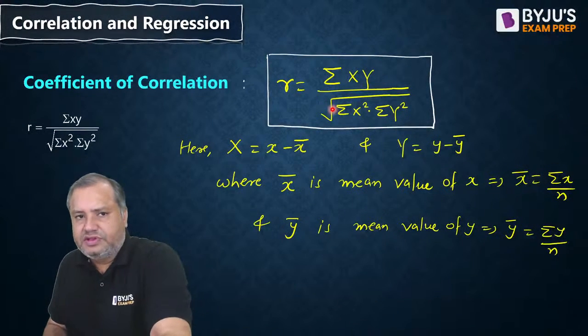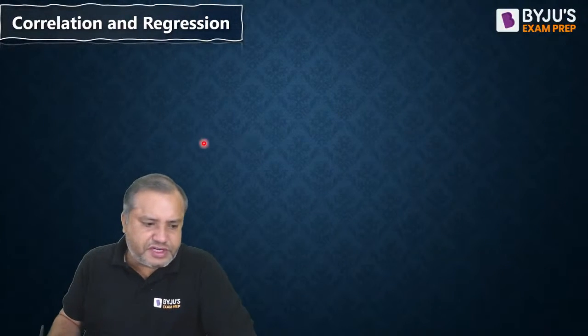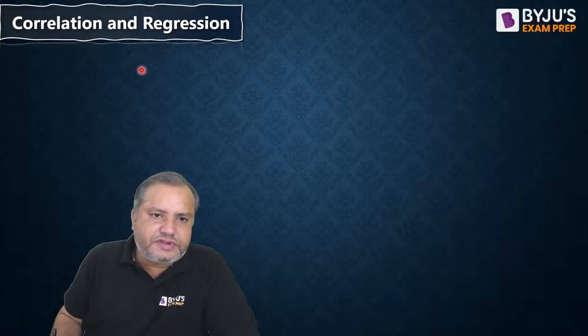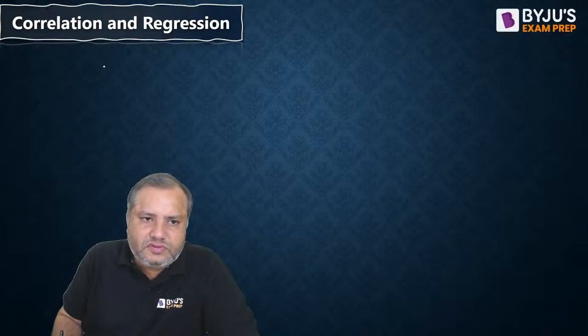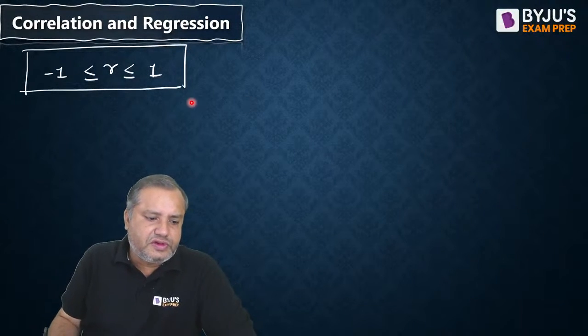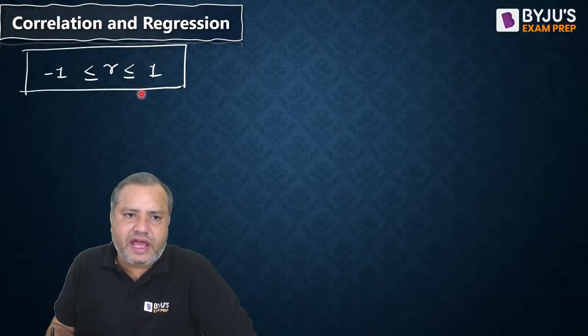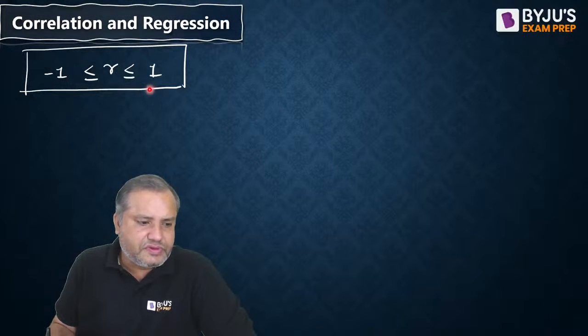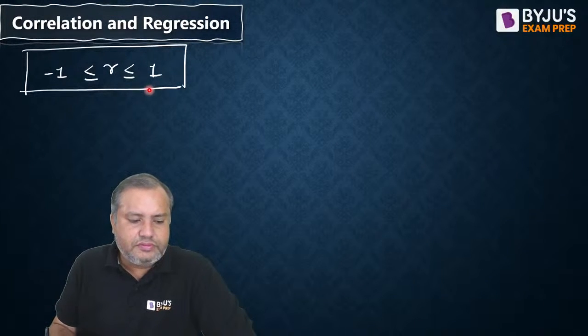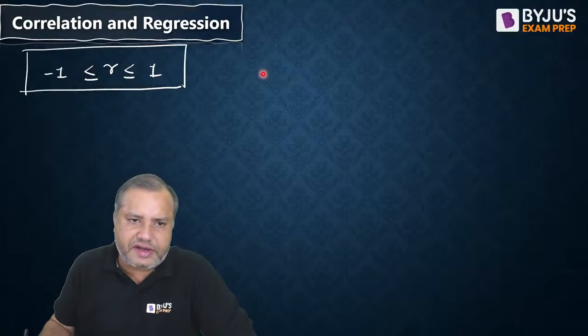Now next, this coefficient of correlation always lies between -1 to +1. This is the range of coefficient of correlation. Okay, and based on this range we have certain conclusions. Please concentrate. See here.